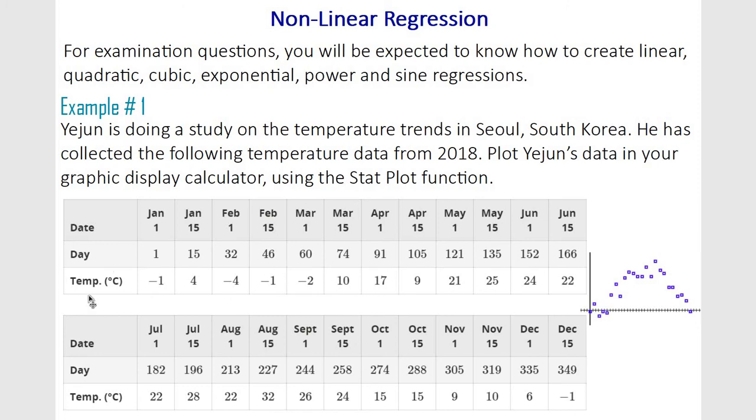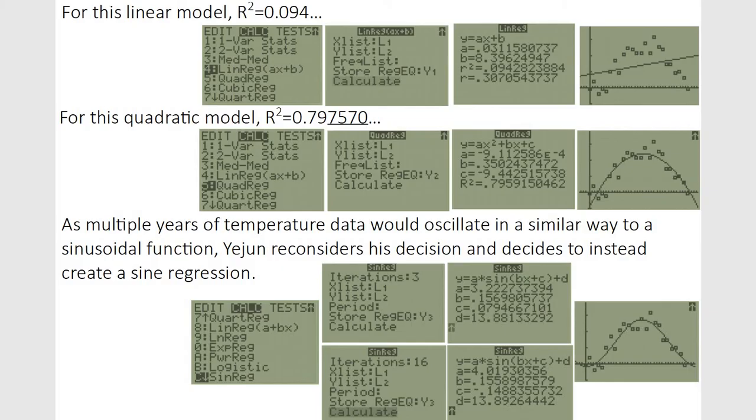Okay, I put the days as list 1, my temperature as list 2. I typically like my x values to be list 1. It just makes it easier for me to remember. When you plot them, this is your scatter plot. All right, so now we need to create different regressions. So for a linear model, in case you forgot, you can go through these calculator tests and notice that that line is not a good fit. Okay, it's not even that great of an R squared. So that is not helpful.